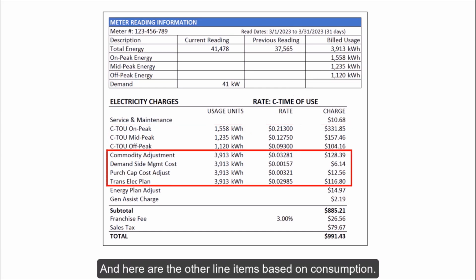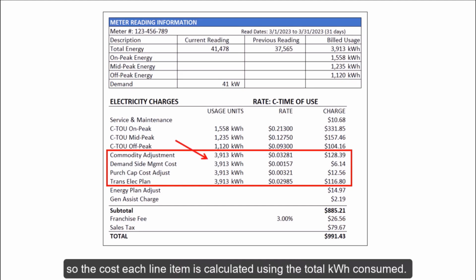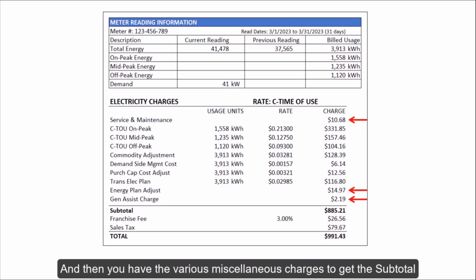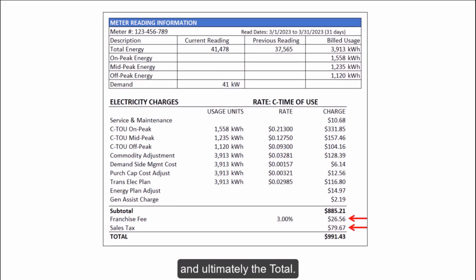And here are the other line items based on consumption. Some utilities have different rates for these, also based on their respective time of use. But this one doesn't, so the cost for each line item is calculated using the total kilowatt hours consumed. And then you have the various miscellaneous charges to get to the subtotal and ultimately the total.